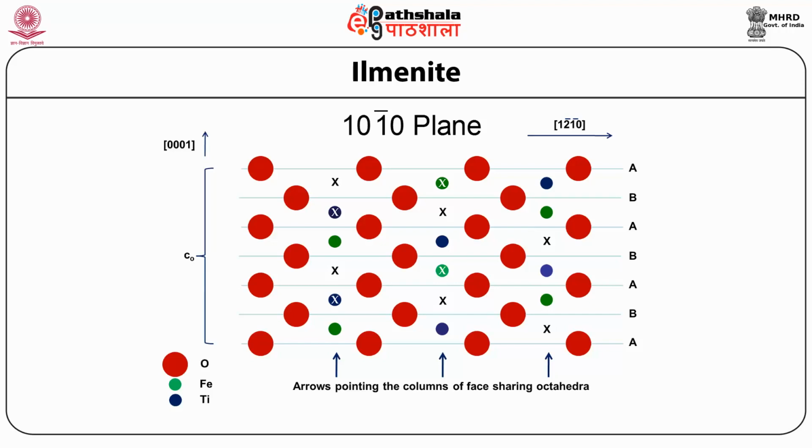Here the red color big circle corresponds to oxygen, the green color small circle corresponds to iron, that is Fe, and the blue color small circle corresponds to titanium, that is Ti. However, the cross corresponds to the vacant octahedral sites. So the arrow is pointing to the columns of face sharing octahedra.